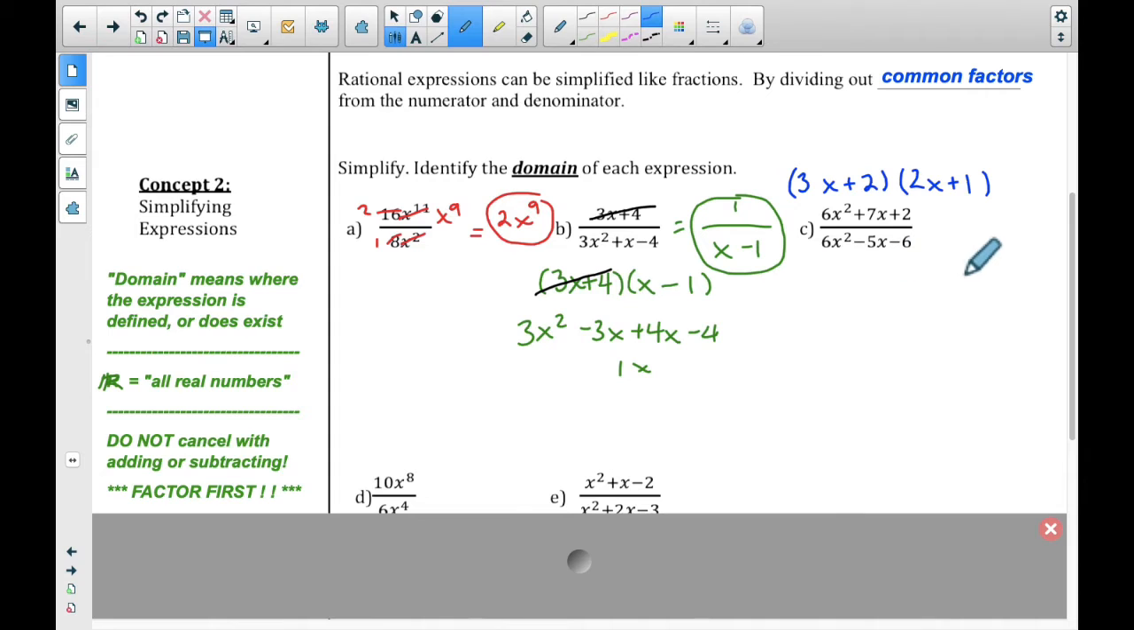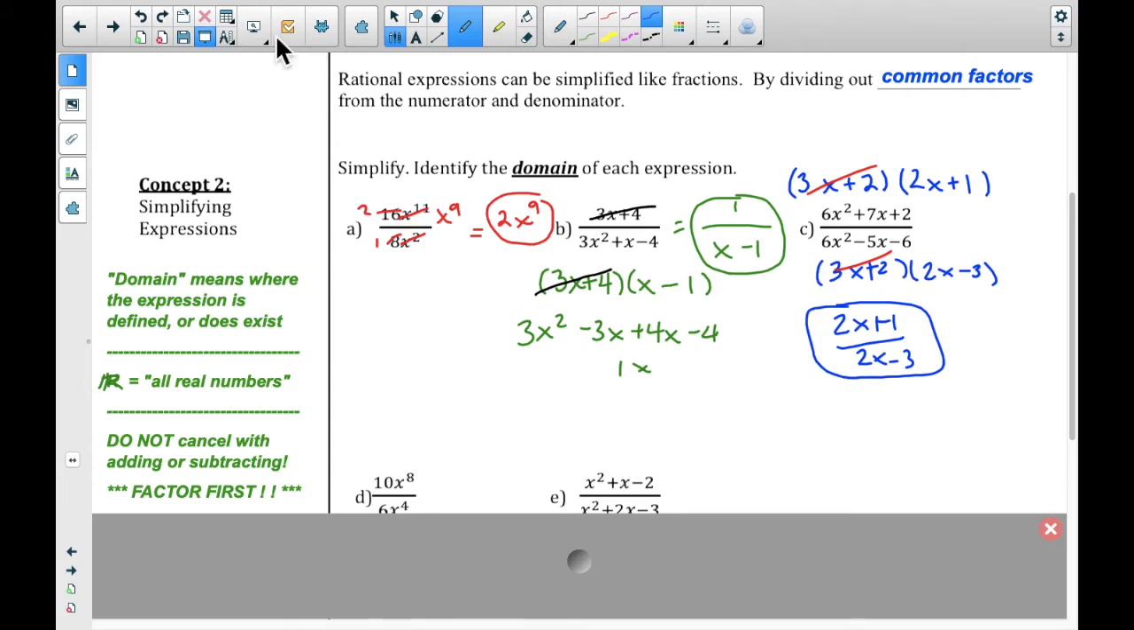But see if you can factor the denominator, and when you do, see if any of the factors will cancel with the factors in the numerator. Okay, so I got the denominator to factor as well, and notice I have a common factor, so I can cancel out that common factor, and so my final answer is just 2x plus 1 over 2x minus 3.